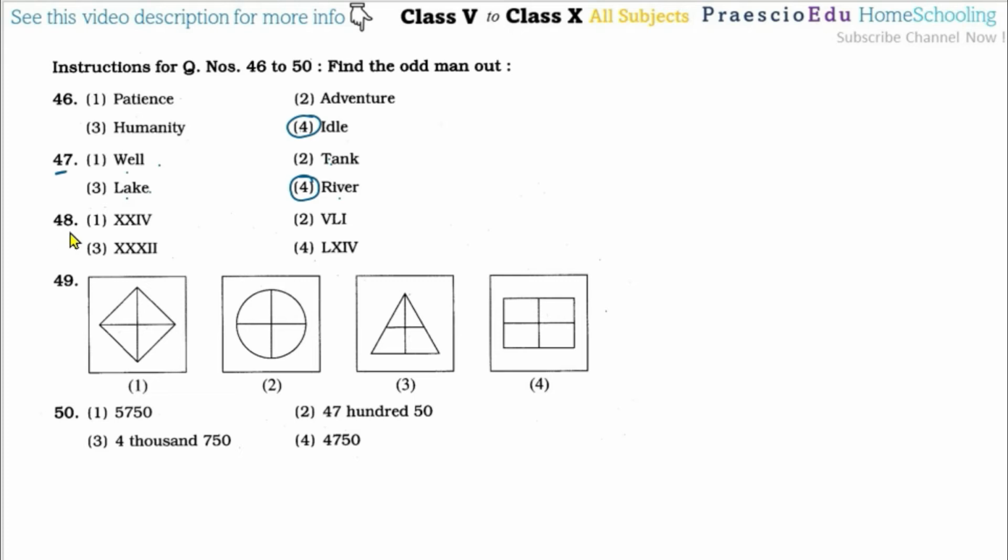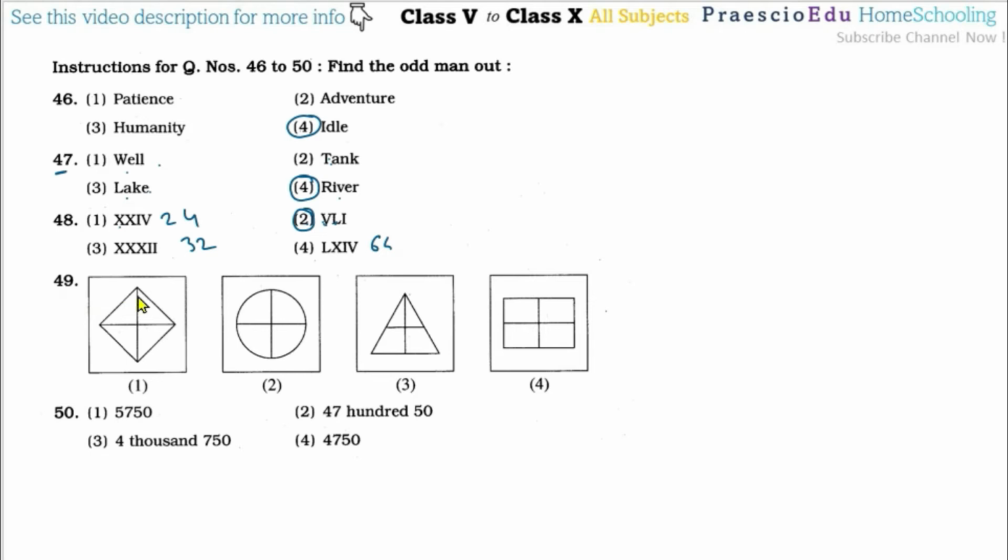Now question number 48. Option number 1 in Roman numerals is 24, option number 3 is 32, and option number 4 is 64, but option number 2 cannot be a Roman number, because V never comes to the left side of L. So that's why option number 2 is the different one.